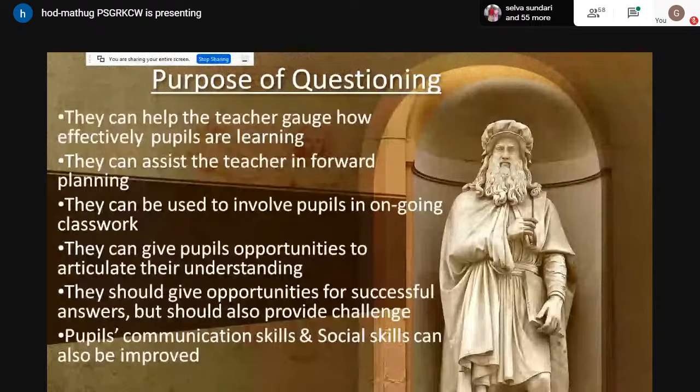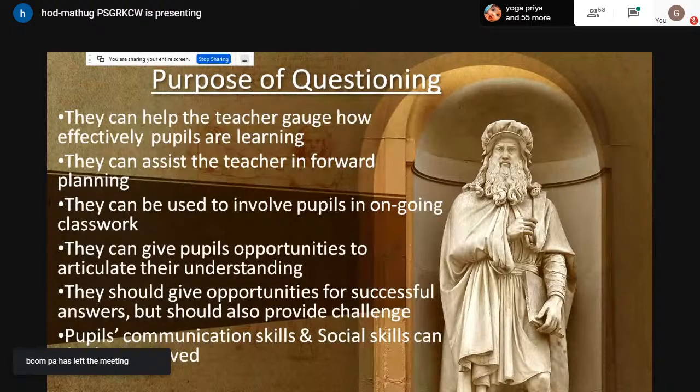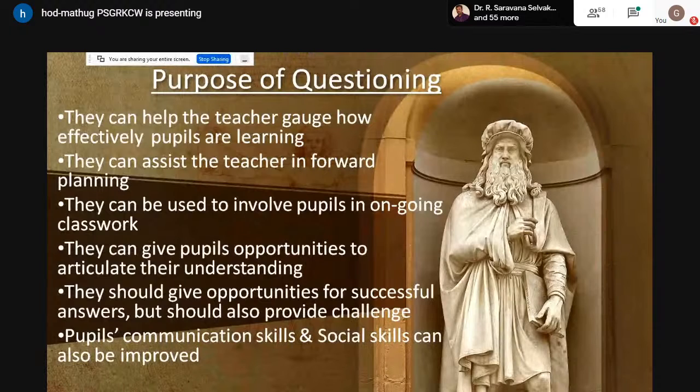This questioning can assist the teacher in forward planning. As I told you, if a set of students have not done well in the grammatical area, spelling and grammar, then for my department I can introduce a paper on communication skills, or a certificate course which my students can take up after hours. So these rubrics will help you in forward planning, and they can be used to involve pupils in ongoing classwork. They can give pupils opportunities to articulate their understanding, and the students' communication skills and social skills can also be improved because of this questioning.